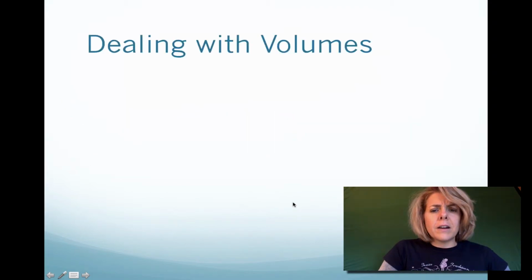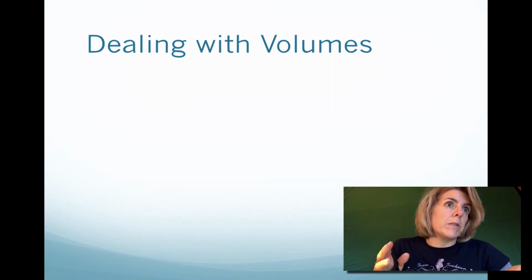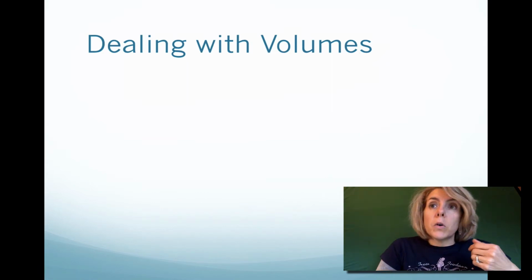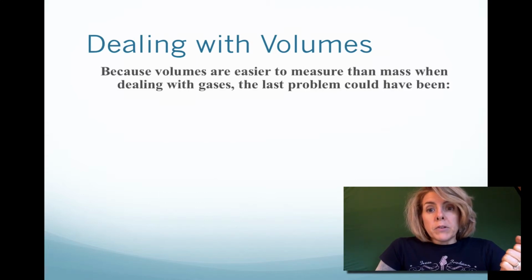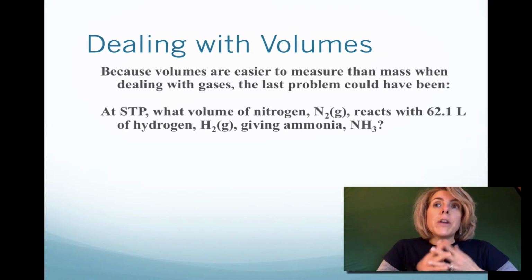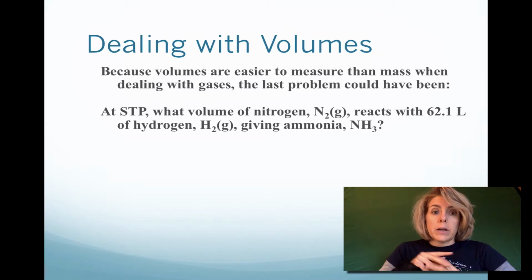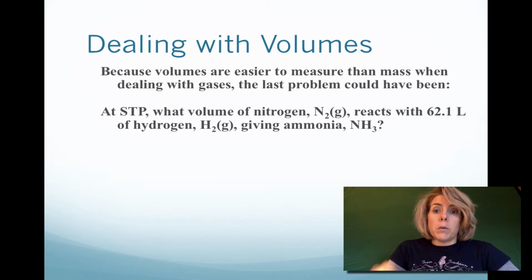Okay, now sometimes we have things that are not in the solid state or the liquid state. We're talking about gases. So because of that, we're going to use volume instead. Volumes are typically easier to measure when you're in the laboratory. So we could actually say at standard temperature and pressure, and I'll talk about that in class, what is standard temperature and pressure. Nitrogen will react with 62.1 liters of hydrogen, giving ammonia.